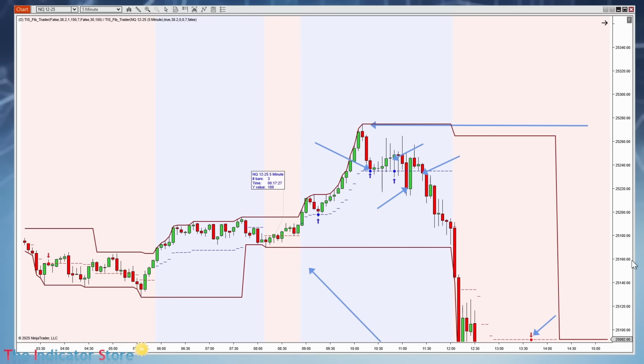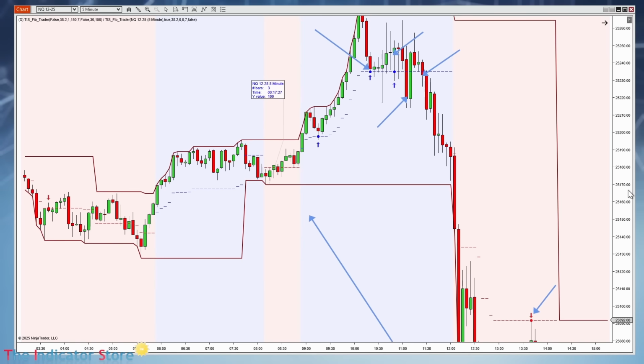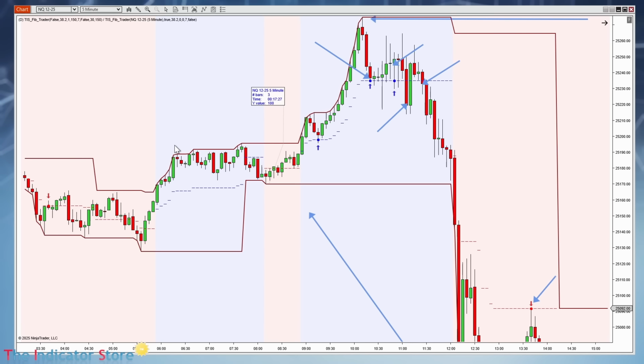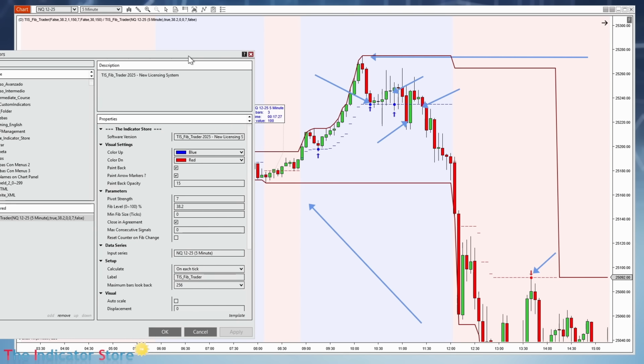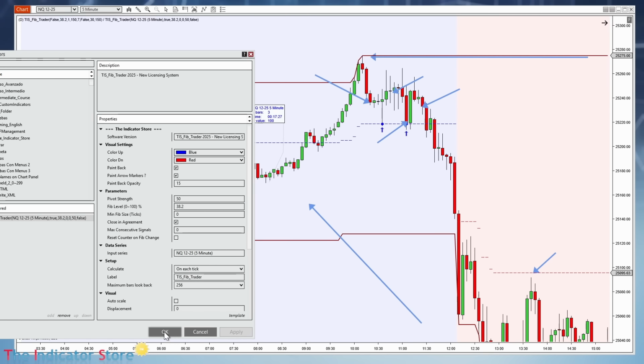We can paint the background or not. This is user defined here. You can define the colors, and also if you want to paint the background or not. The opacity, okay. And the most important parameters are the strength of the pivots, this is strong, and also the fib.